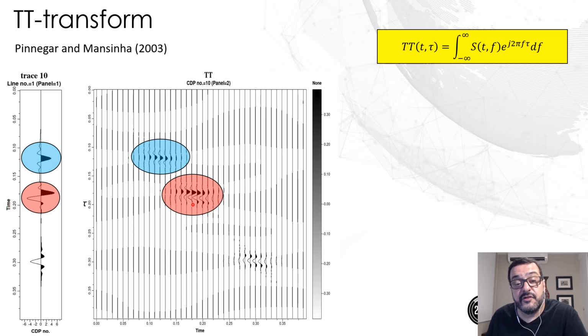We can see, for instance, zero-phase wavelets and minus 180 degrees wavelets, as expected, stacking and interfering with each other. And we can also see some 90-degree phase-rotated local wavelets, which is great. And looking at the bottom reflector, as expected, we see mostly the 180 degrees phase.